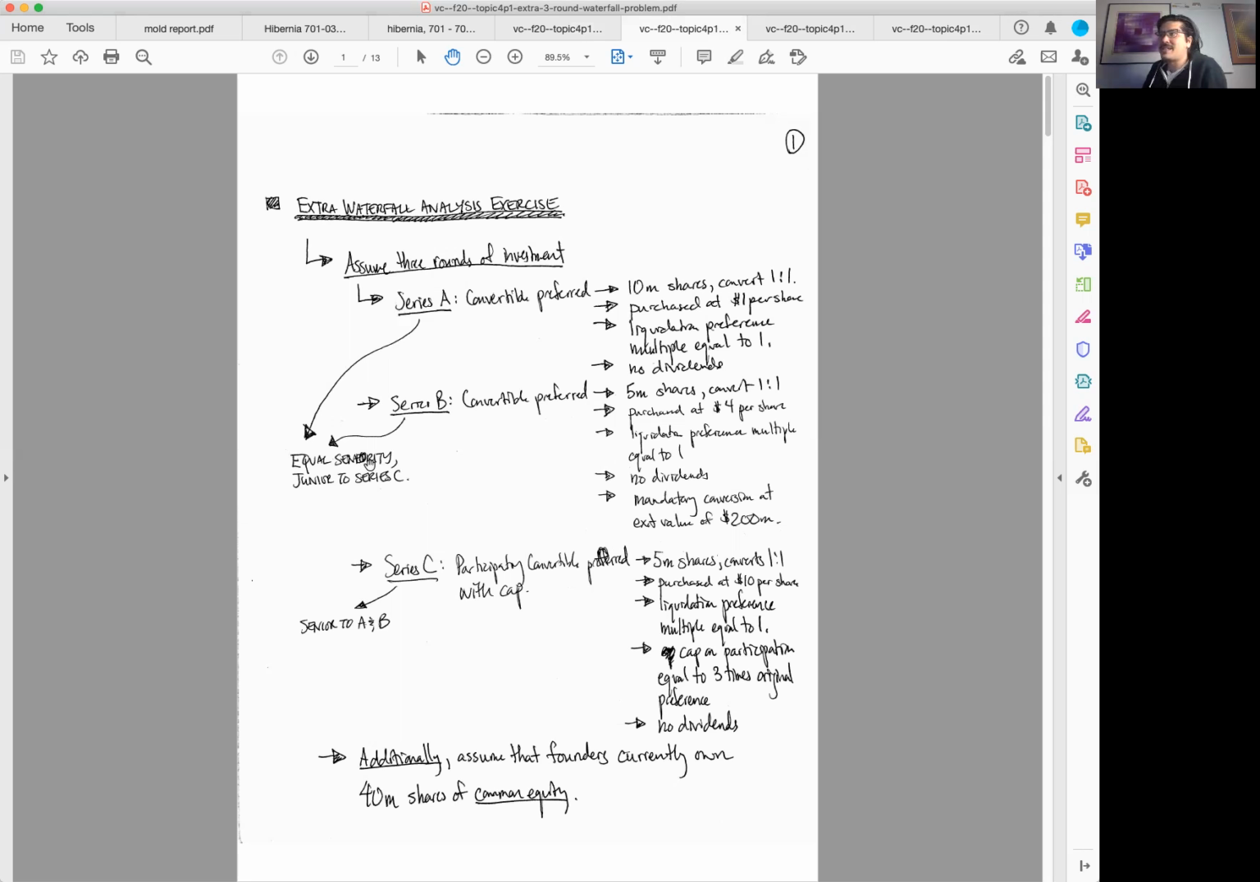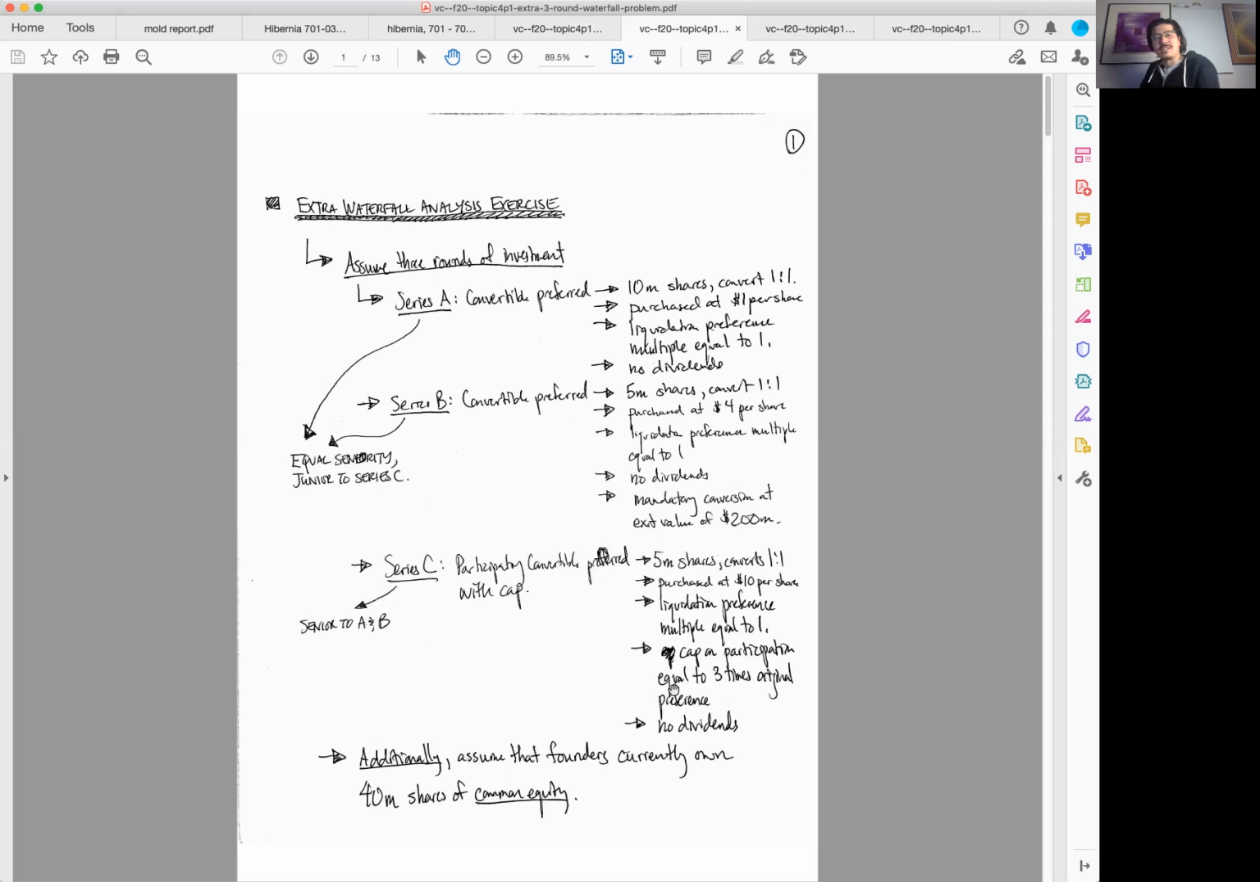By the way, Series A and Series B are equal seniority, but they're going to be junior to C. Meanwhile, C, of course, the flip side means it's senior to A and B. So far, so good? So our C round, 5 million shares, also convertible 1-to-1, purchased at $10 per share. So it was a $50 million investment, correct? Liquidation preference multiple of 1. So liquidation preference total here is 50 million.